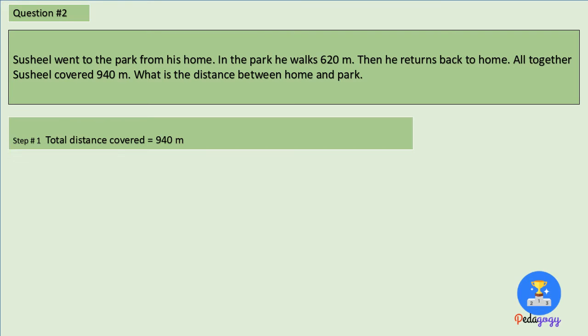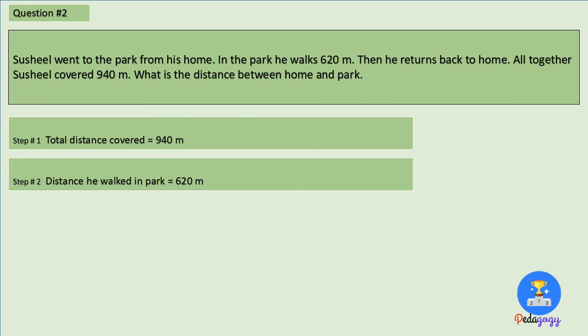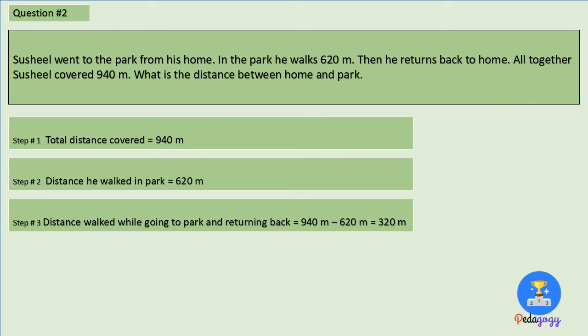Let's see the steps. Step number 1. Total distance covered is 940 meters. This involves the distance from Sushil's home to park and then whatever he walked in the park and then the distance of coming back to the home. The distance he walked in park is 620 meters. Then the distance walked while going to park and returning home alone is 940 meter minus 620 meter. That is the distance he spent in the park alone, which is 320 meter.